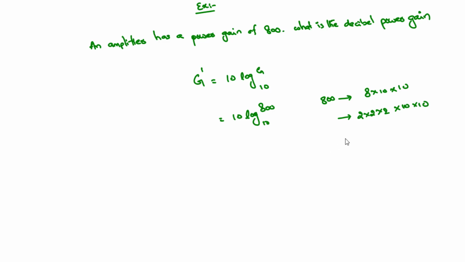When there is any multiplication or division, when you put it into log it will become addition. So for 2 it is 3 dB, 2 is 3 dB, 2 is 3 dB, and 10 is 10 dB, 10 dB. So the overall answer will be 29. You just cross check, you would have got 29.03 dB. So that is the reason why they are just putting 10 into log G to the base 10.